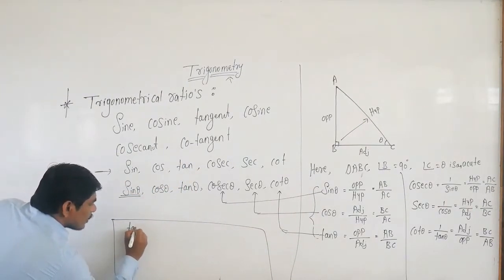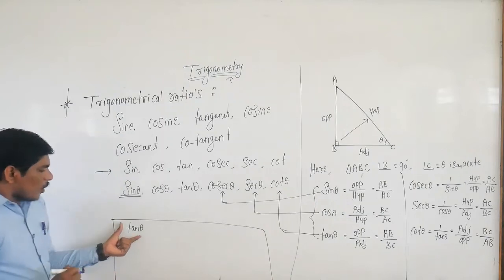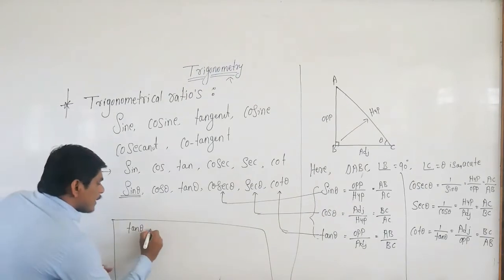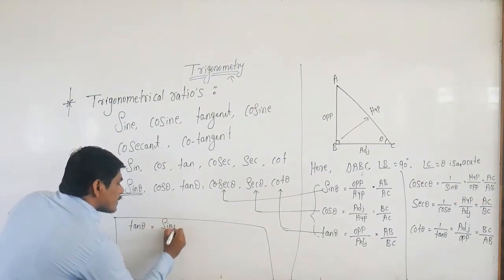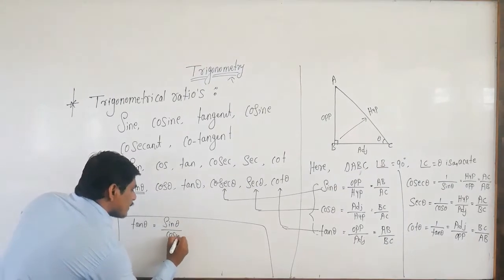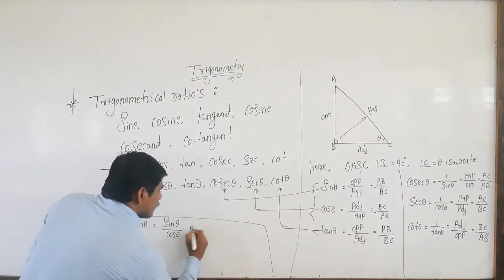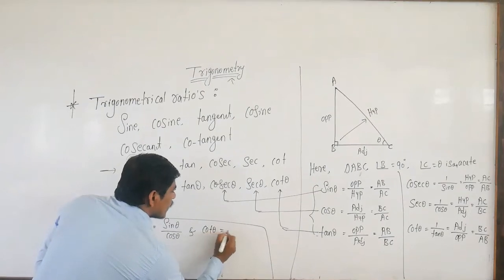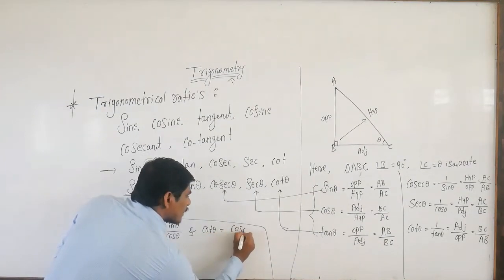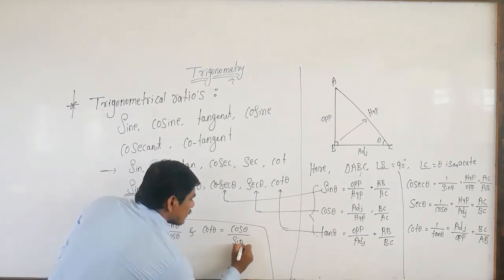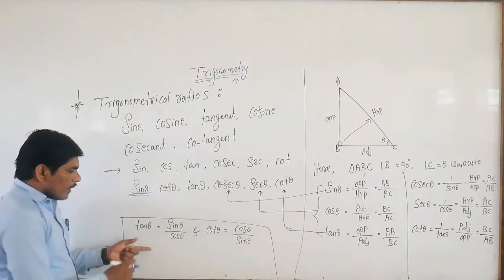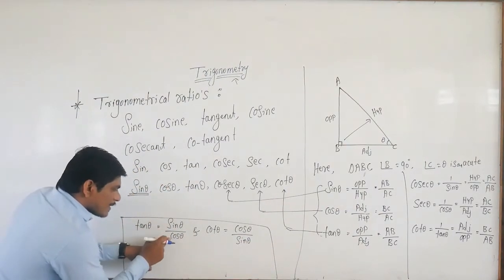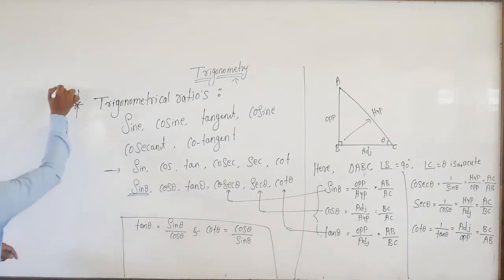One more concept is the relation between cos and sin. Now tan theta is equal to sin theta by cos theta, and cot theta is equal to cos theta by sin theta. These relations are very important. How are these two results proved? Here you check it.